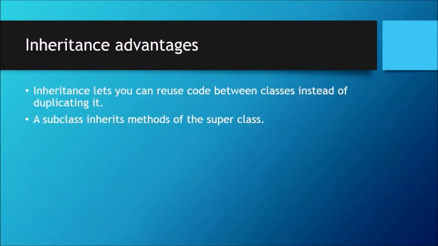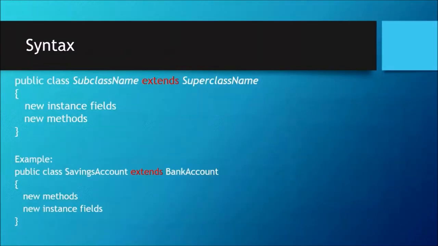Inheritance advantages. Inheritance lets you reuse the code between classes instead of duplicating it. The subclass inherits all the methods of the superclass. Now, when we create classes that use inheritance, here's the syntax. When we create a class, subclass name extends superclass name, and an opening brace and closing brace will have new instance fields and then new methods. Now keep in mind, extends is the keyword that tells that this class is inheriting from this class. Example, we have public class SavingsAccount that extends BankAccount. Then we have new methods for it and new instance fields for it.